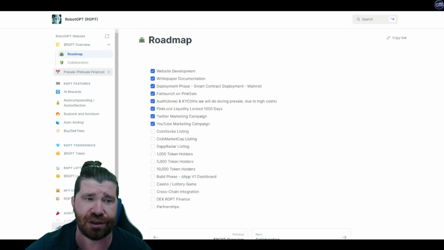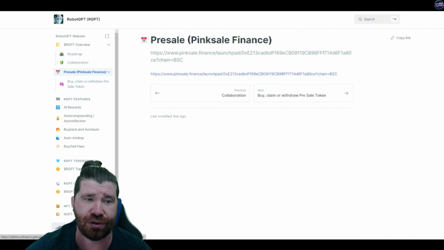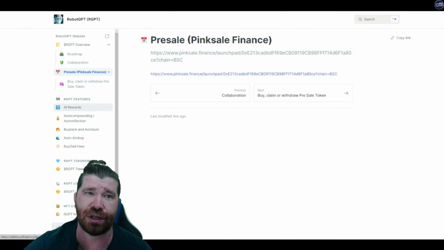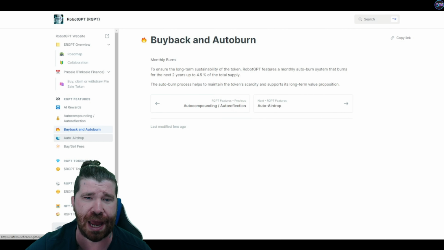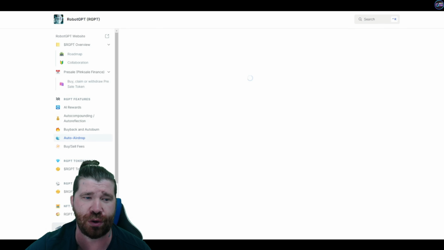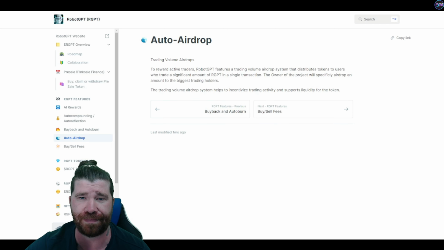So you guys will even see they got the roadmap. We have the pre-sale. Technically, it's called a fair launch. So difference between a fair launch and a pre-sale. But we have AI rewards, auto compounding, right? We got buyback, auto burn. This is going to be done for the next 2 years, which is really good. We have auto airdrop too, which is awesome.